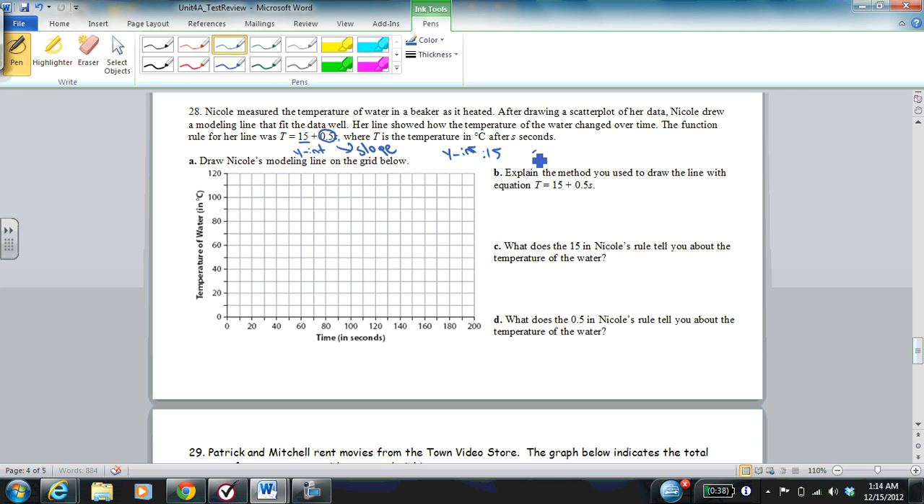Come on. And the slope is 0.5, which, if I wrote that as a fraction, would be 1/2.